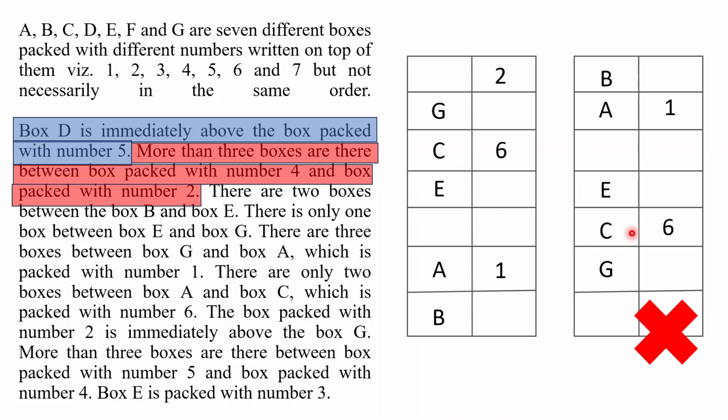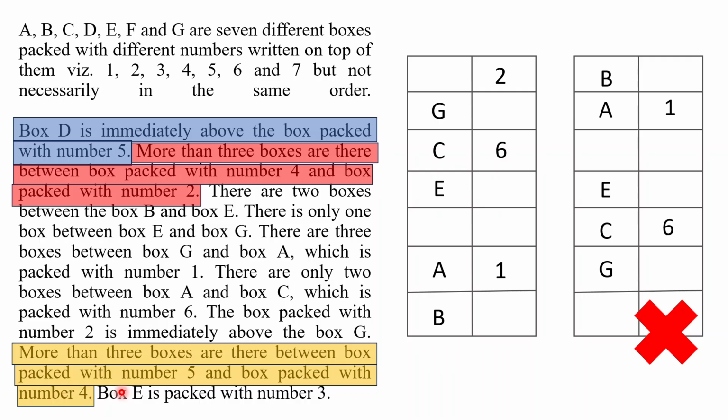So our case number 2 is wrong. Now we will focus only on case number 1. More than 3 boxes are there between the box packed with number 5 and the box packed with number 4. So we don't know where box number 5 and box number 4 are placed. So I am going to highlight this point also so that we can come here later.